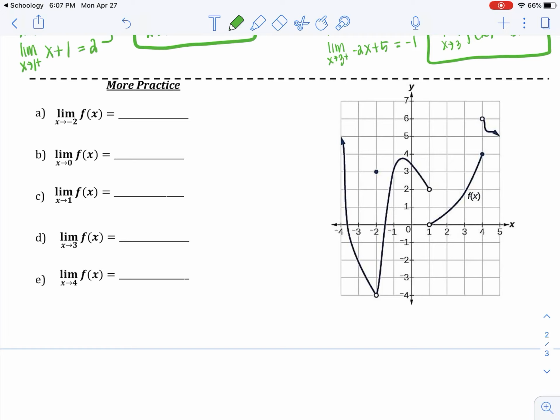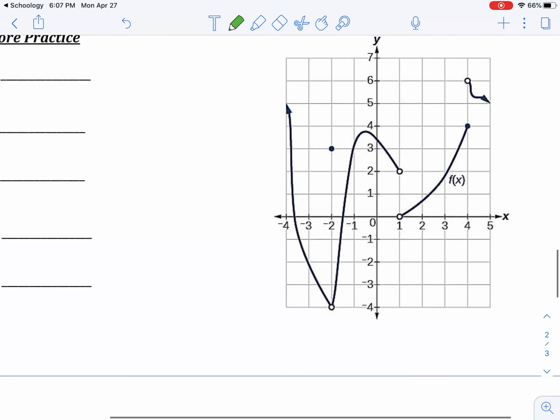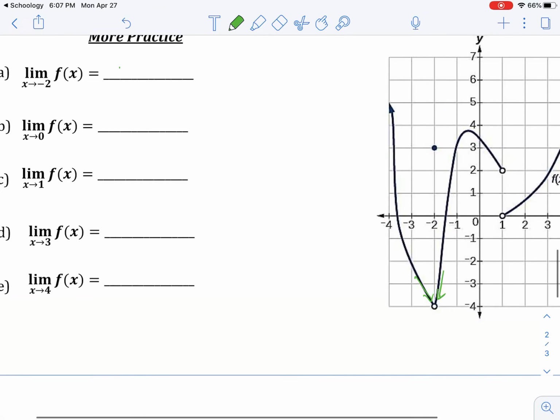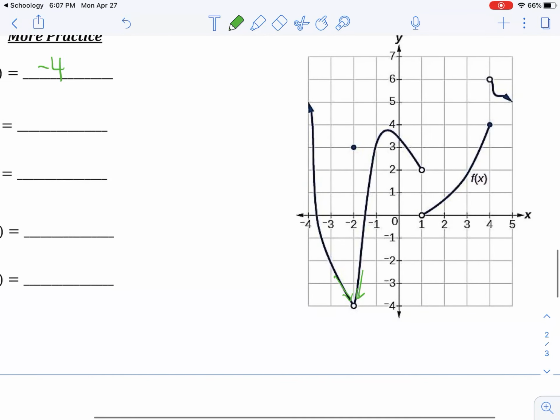All right, last part is just double checking that you understood from last semester how to find limits graphically. So go ahead and pause the video and find these 5, and then come back and check. Limit as x approaches negative 2, approach it from the left, approach it from the right. It's the same y value, negative 4.